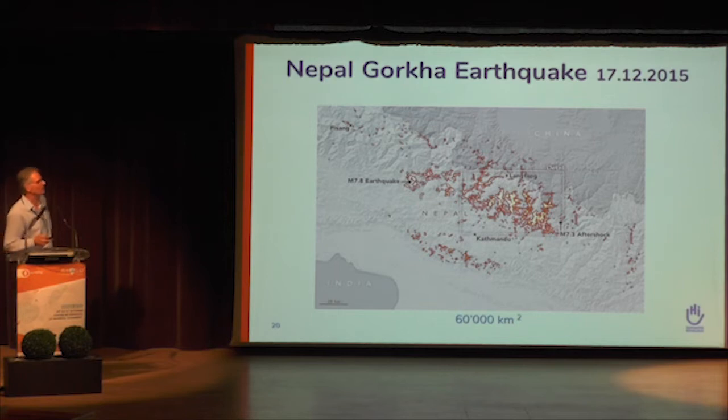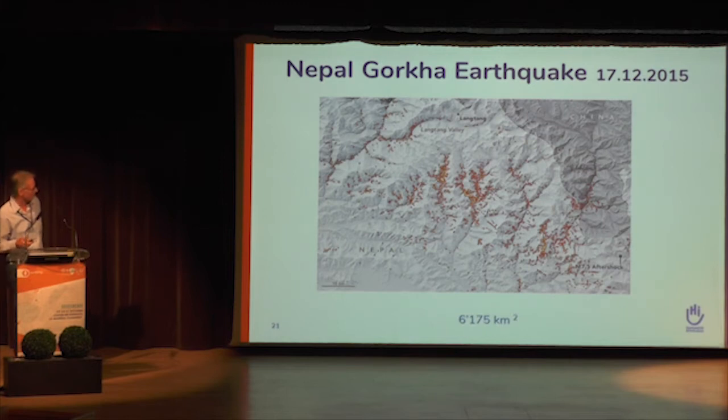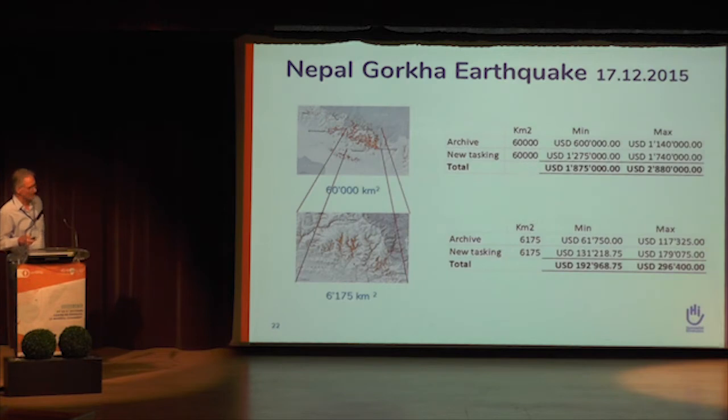This means that in the case of Nepal, this map is 60,000 square kilometers. If you take this part, it is 6,175 square kilometers. That means that for the whole country, you would pay between $2 and $3 million, and for the reduced surface, you'd pay between $200,000 and $300,000.